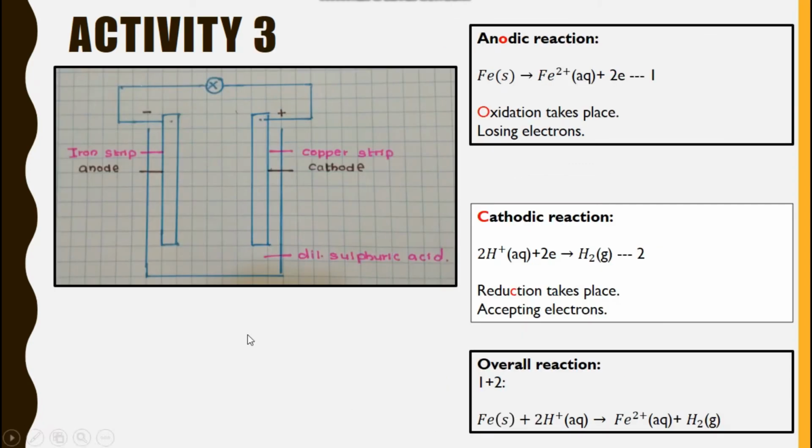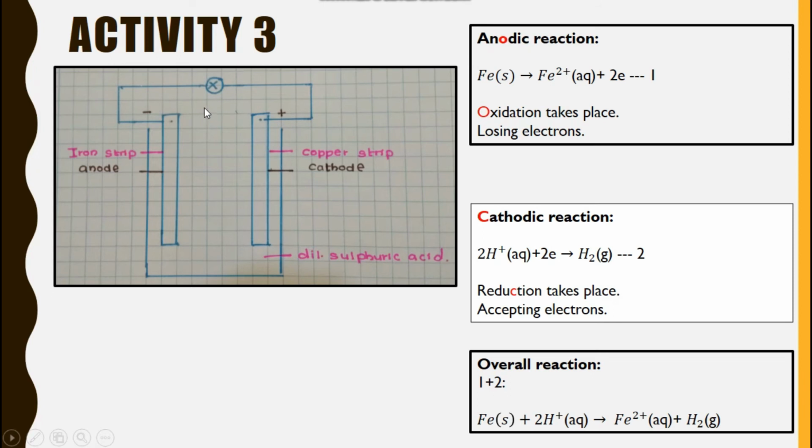Activity 3. Here also I have a beaker. I have taken 2 electrodes, iron and copper. I have used the electrolyte dilute sulfuric acid, and I have used the connecting wire. Here I have used the bulb. You can see I have not used a battery or an electric source.